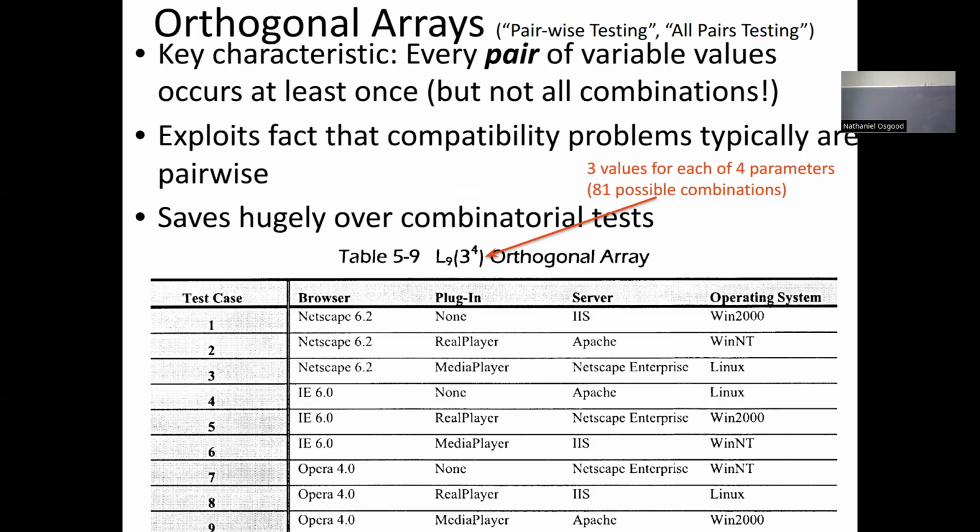So when I say pair, I mean field 1, field 2, every possible pair is tested. Field 2, field 3, every possible pair is tested. Field 1, field 3, every possible pair. But you're not testing every possible combination of field 1, field 2, field 3. This is what orthogonal arrays involve. Instead of testing all possible combinations of 5 fields.